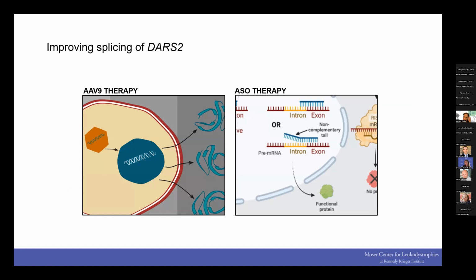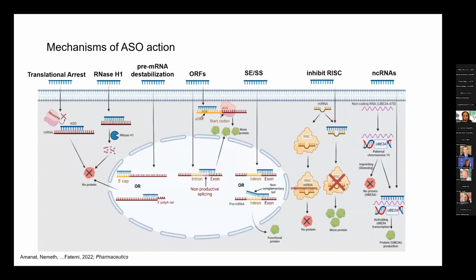So back to the other method, antisense oligonucleotide therapy. This is a figure from a review paper written by Manu Amanat. He is a postdoctoral fellow in the lab, and he has been doing the work on the ASO. He recently put out this paper with some really great figures. So basically what I want to show here is that there are multiple mechanisms of ASO action.